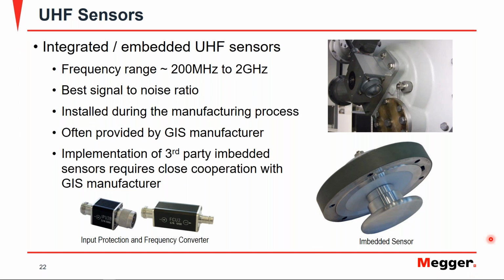You can see the embedded sensor here and its implementation in this image. But one thing, if we look, we not only have the frequency converter unit, but we also have an input protection unit. This is due to the fact that since the sensor is embedded into this gas insulated switchgear, and due to the inherent properties of switching, we want to protect it from any transients that may damage the unit.